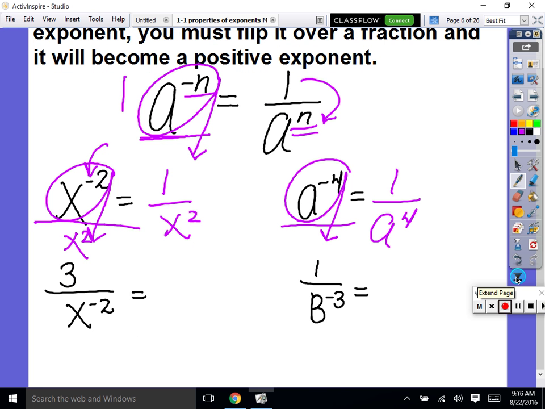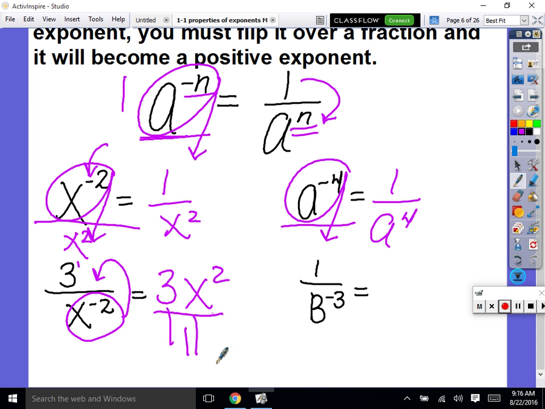All right, next example here. We have 3 over x to the negative 2. 3 does not have a negative exponent, right? 3 to the positive 1. But on bottom here, don't we have x to the negative 2? So to fix that, we flip it over the fraction. So now we're going to flip it up to the top. You see why? Because it was on bottom with a negative. We're flipping it over a fraction. So we have 3 on top, and now we have x to the positive 2, right? Everybody? And on bottom we have a 1, which anything divided by 1 is just itself, right? So we have 3x squared.